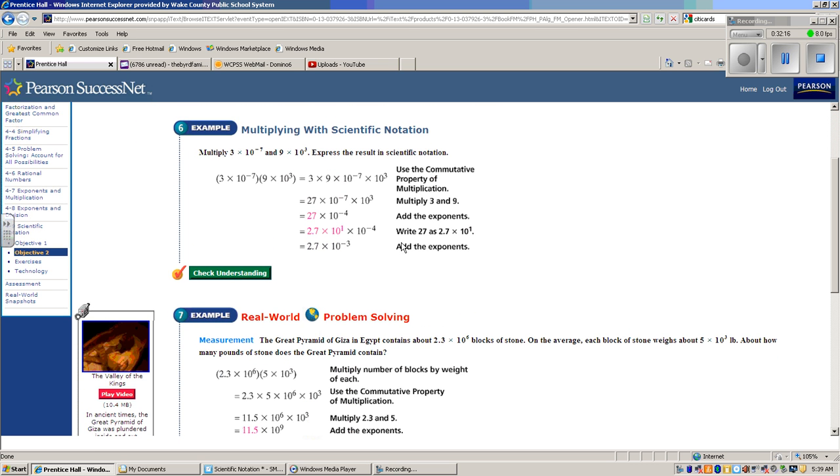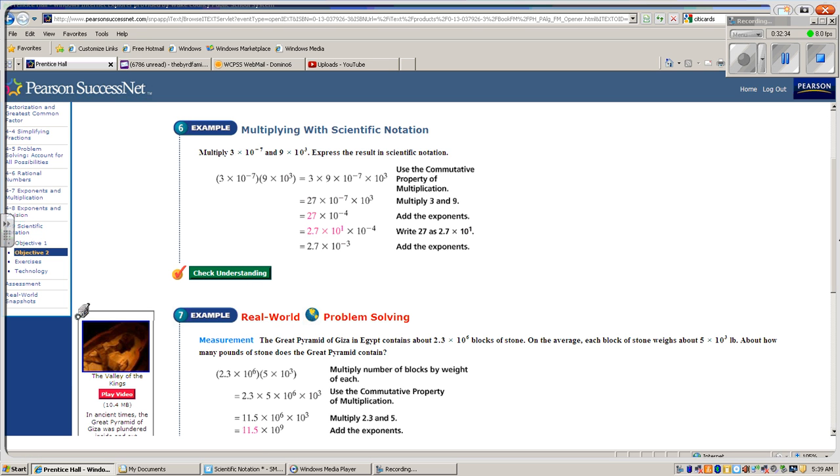Okay, so in example 6, we're going to start off with numbers in scientific notation that we're multiplying together. So there's an example here, but we're going to do one of the check understanding problems together. Then I'm going to let you do one on your own. So under the check understanding, example number 6A, we have 4 times 10 to the 4th power times 6 times 10 to the 6th power.